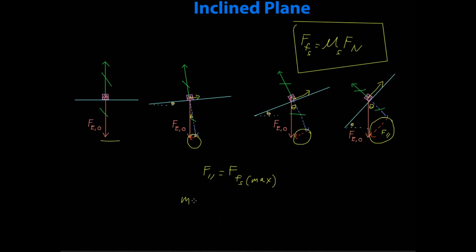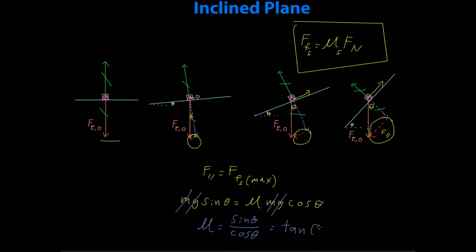So force parallel is mg sine theta. Force friction is mu mg cosine theta, because mg cosine theta is force normal. So if you were looking for, say, the coefficient of friction that would force this block to break static friction at a certain angle, well, first of all, mass cancels, g cancels, and I would get mu equals sine theta over cosine theta, which in turn would be tangent theta.